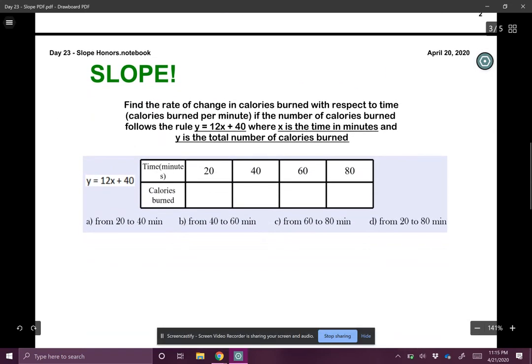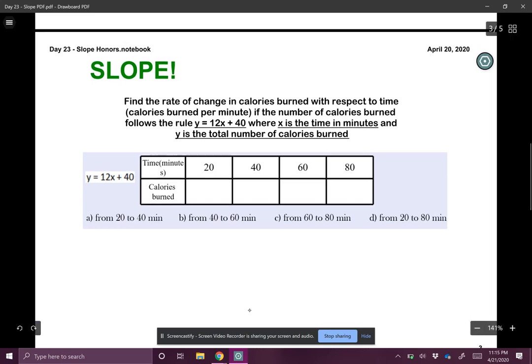So our first example: find the rate of change in calories burned with respect to time, calories burned per minute, if the number of calories burned follows the rule of y equals 12x plus 40, where x is the time in minutes and y is the total number of calories burned. So we're given a set of times, 20, 40, 60, and 80 minutes, and we're going to substitute those into our formula to figure out how many calories would have been burned at that time.